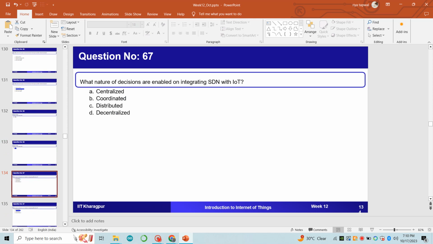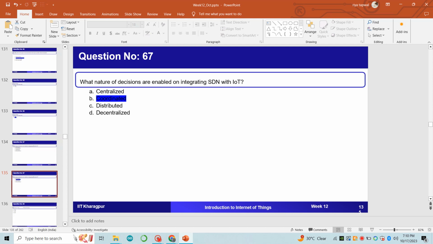Next question is, what nature of decisions are enabled on integrating SDN with IoT? Options are centralized, coordinated, distributed, decentralized. It's coordinated. Right, so the decisions taken by these controllers are coordinated.